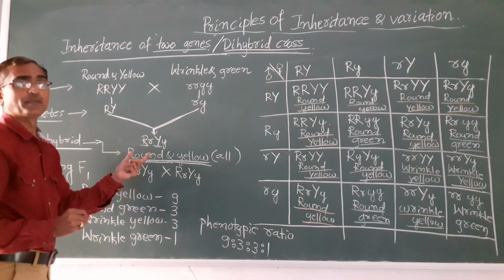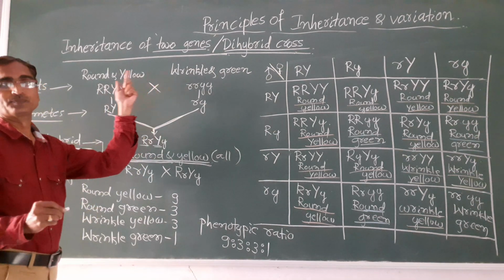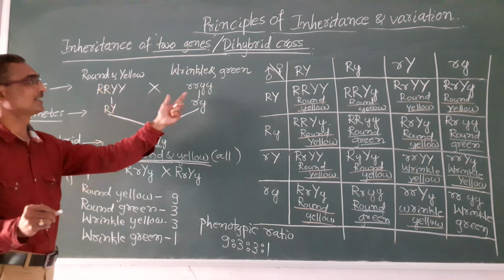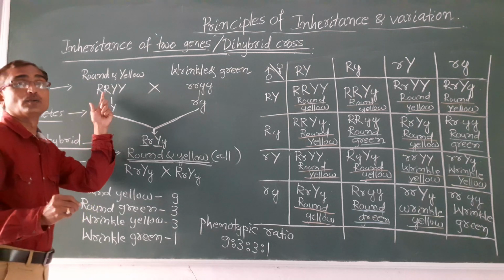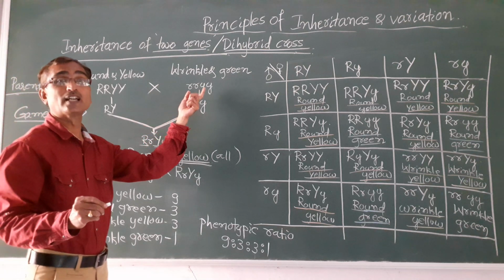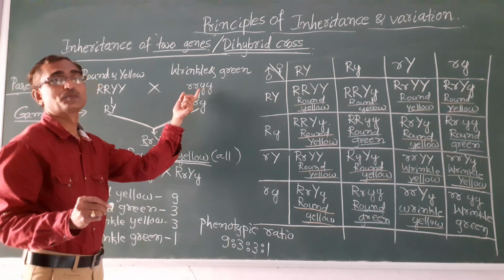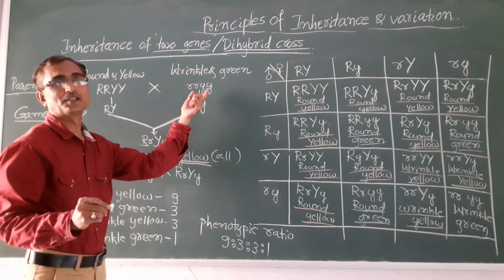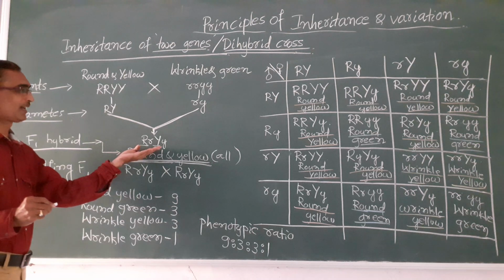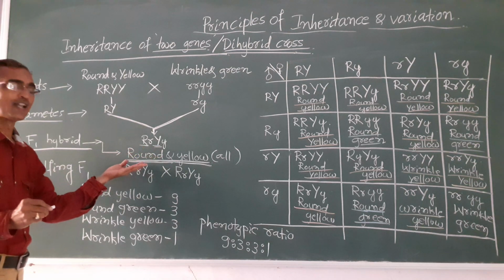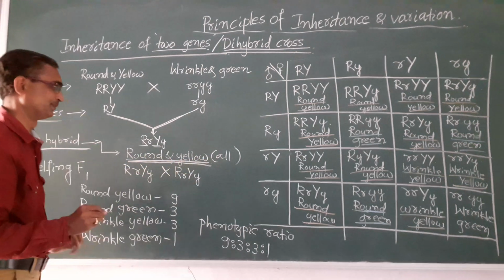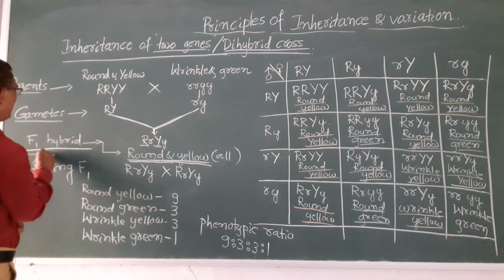So when Mendel crossed two plants having two pairs of contrasting characters, that is homozygous round yellow with homozygous small r small y, in F1 what happened? He got all round-shaped and yellow-colored seeds. This is the F1.